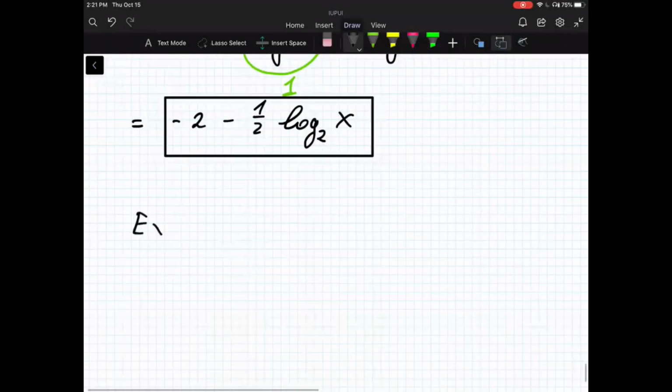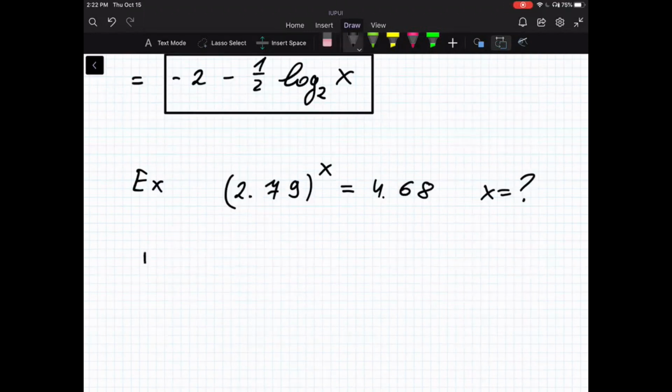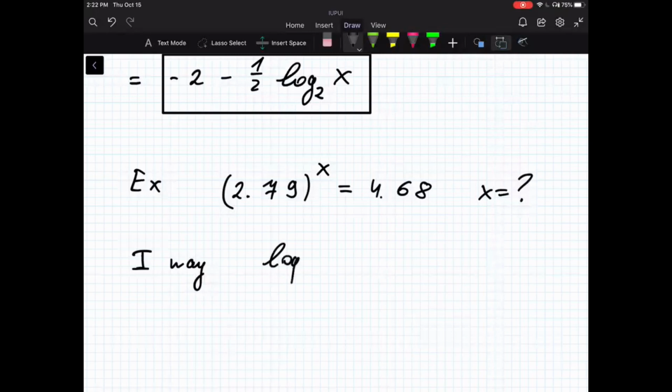Logarithm function can help us to solve some equations like this. Suppose you have an equation 279 to the power x is equal to 468, and you want to find x. And how to do that? Of course, using the logarithm, there are two ways. Consider logarithm with base 10 of left-hand side and right-hand side.